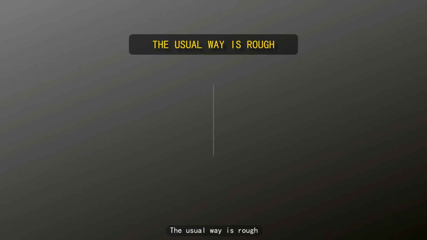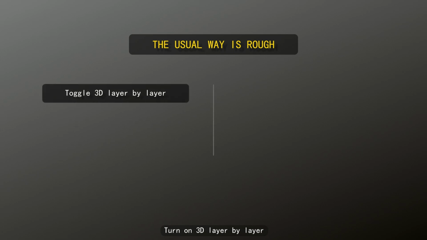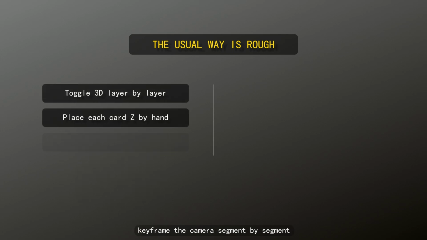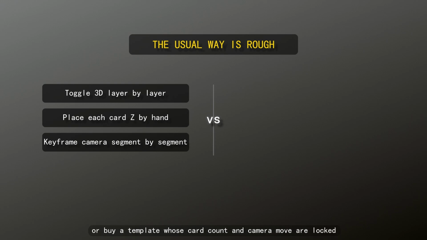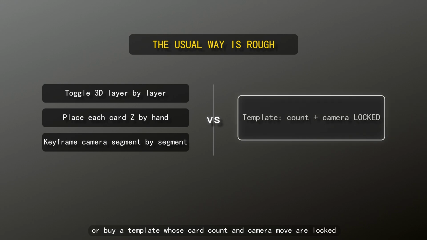The usual way is rough. Turn on 3D layer by layer. Place each card's depth by hand. Keyframe the camera segment by segment. Or buy a template whose card count and camera move are locked.